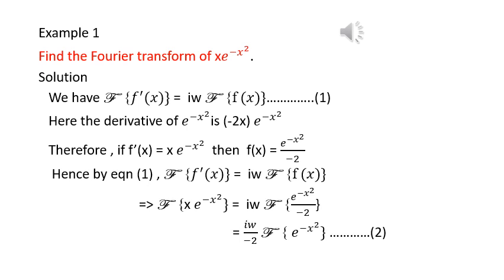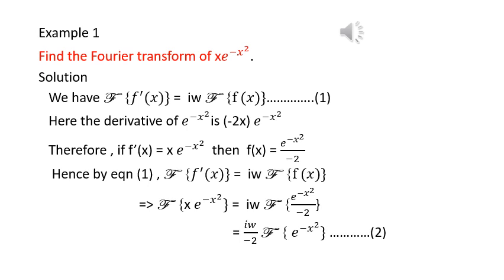Now example 1: find the Fourier transform of x into e raised to minus x square. We can find this using the Fourier transform derivatives property. The property says Fourier transform of f dash of x is equal to I omega into Fourier transform of f of x. Here the derivative of e raised to minus x square is minus 2x into e raised to minus x square. Therefore, if f dash of x is equal to x into e raised to minus x square, then f of x will be e raised to minus x square divided by minus 2.